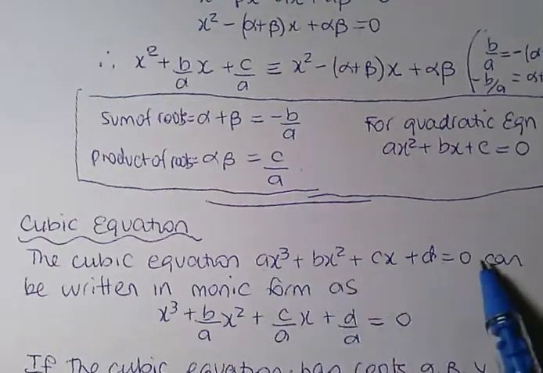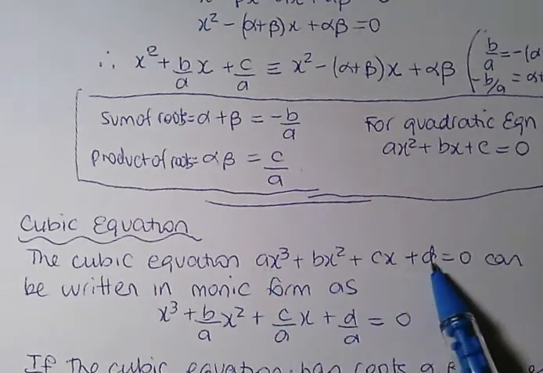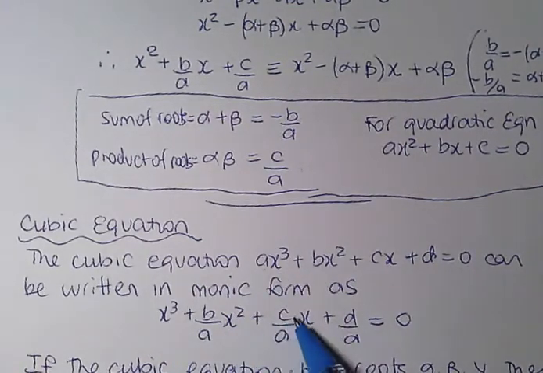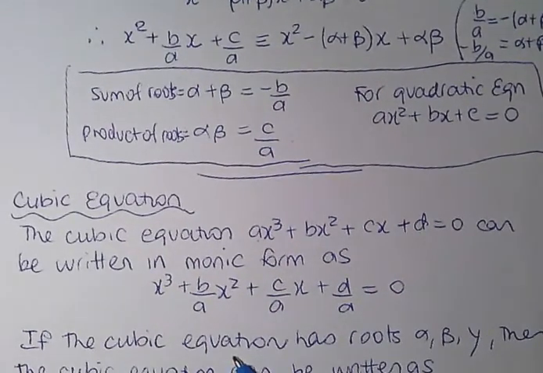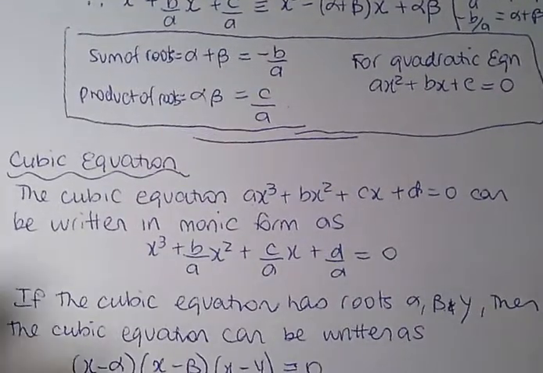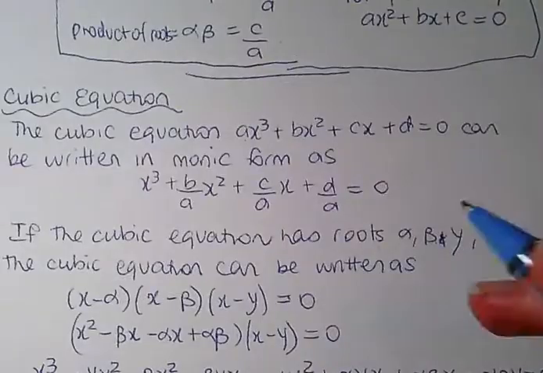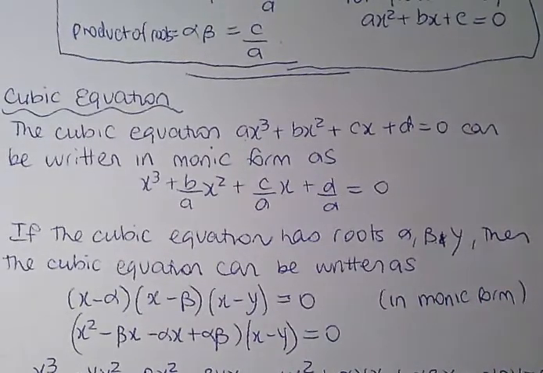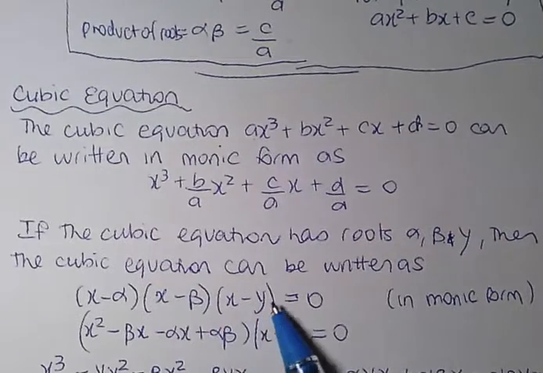Now this can also be written in monic form by dividing each term by a to give us this: x cubed plus b on a x squared plus c on a x plus d on a is 0. Now, remember, with a quadratic equation, we said that it had roots alpha and beta. A cubic equation has roots alpha, beta, and gamma. So let's say our cubic equation has those roots. Then the cubic equation in monic form can be written as x minus alpha, bracket x minus beta, bracket x minus gamma.